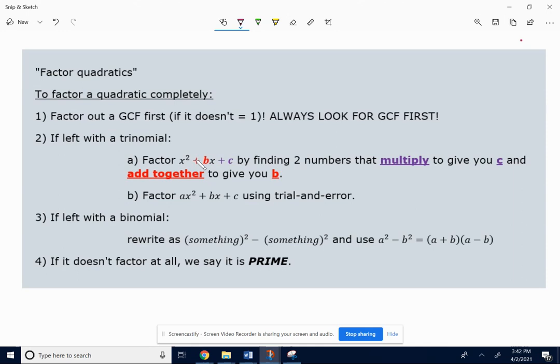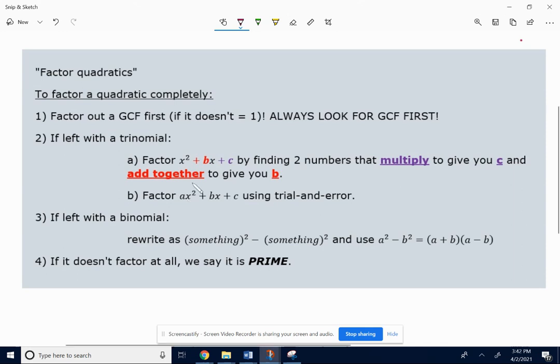If you have the other type of trinomial where there is a number in front of x squared, those are the trickier ones. For now, we just did this with trial and error. So just use trial and error and try to factor it down some more.